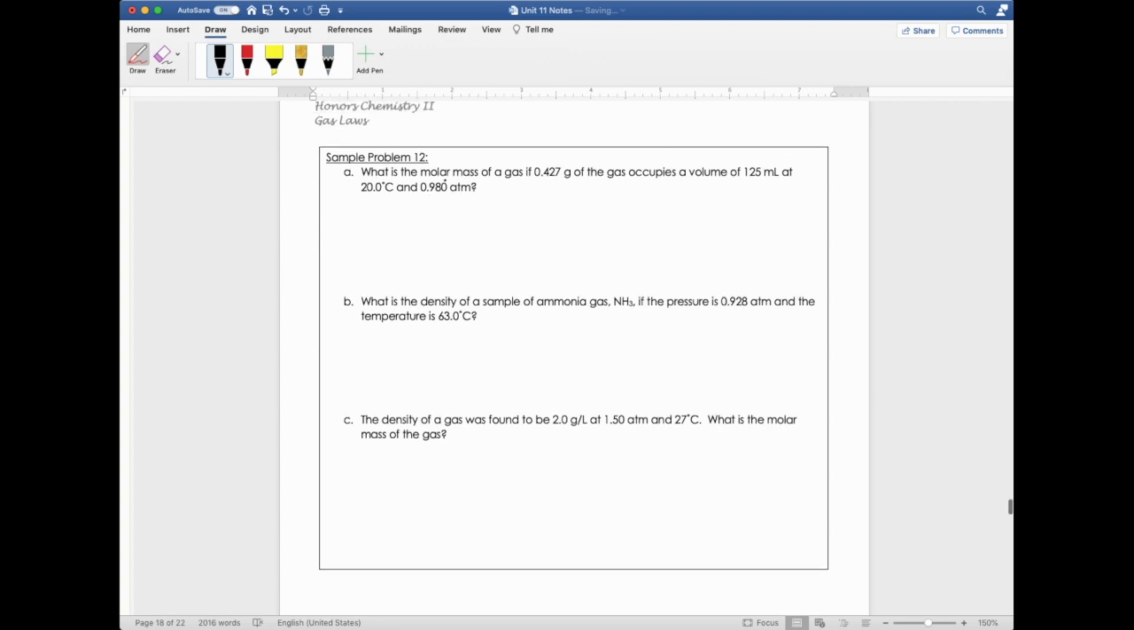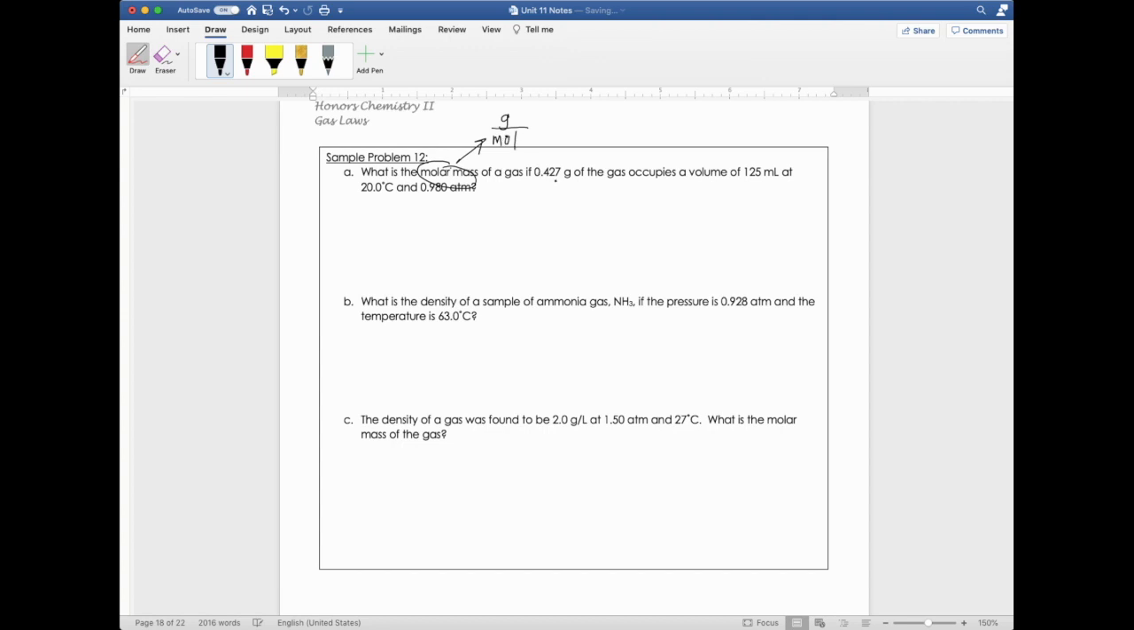Personally, if I were to go ahead and start to solve sample problem 12, I know that molar mass is in units of grams per mole. So we know that our final answer has to have those units in grams per 1 mole.